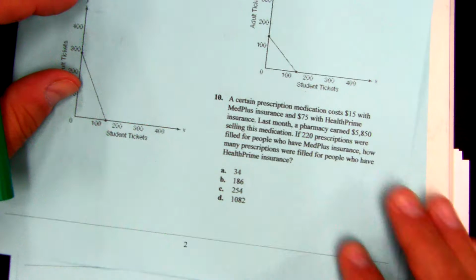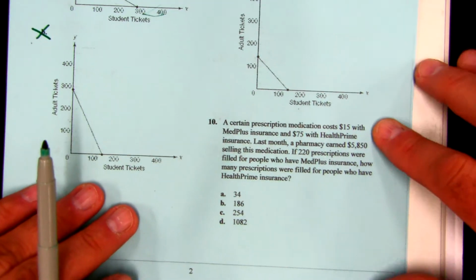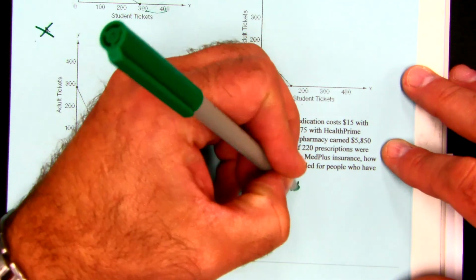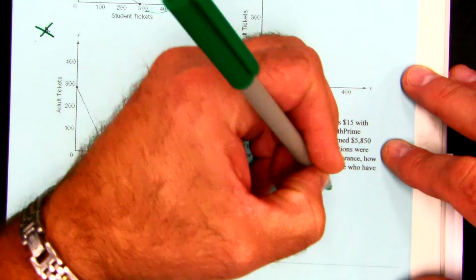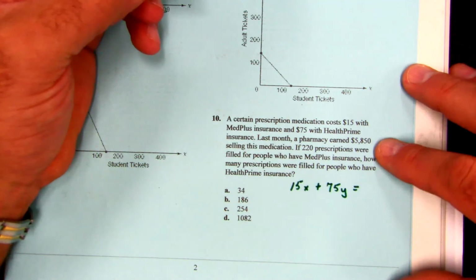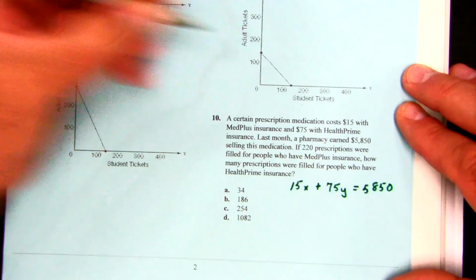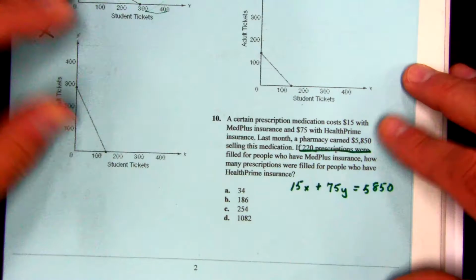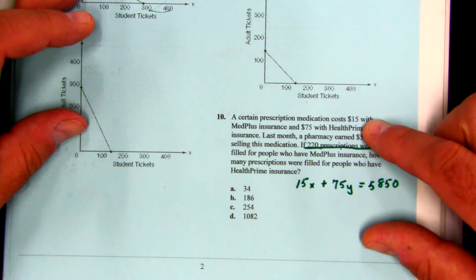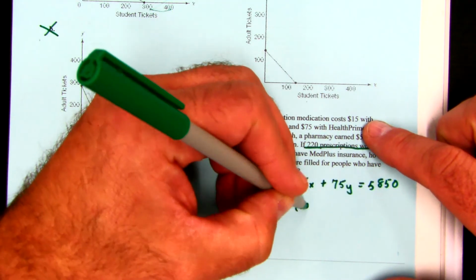All right, number 10. It says there's a prescription and it costs $15 with one kind of insurance and $75 with another kind of insurance. So hopefully you know that would be 15x plus 75y equals, and then it earned $5,850. And then they tell you which one they had prescriptions for. The Med Plus. The Med Plus is $15. So that means they were supposed to put in 15 and 220.